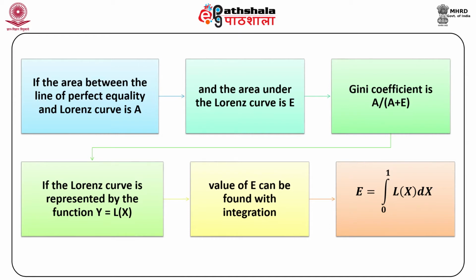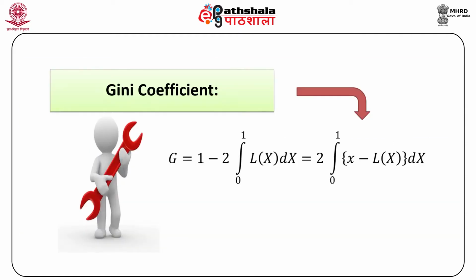If the Lorenz curve is represented by the function y = L(x), showing the proportion of total income held by the poorest x% of households, the value of E can be found using the integration E = ∫₀¹ L(x) dx. Therefore, the Gini coefficient will be G = 1 - 2∫₀¹ L(x) dx, which equates to twice the integral from 0 to 1 of (x - L(x)) dx. The line of equality is given by y = x.